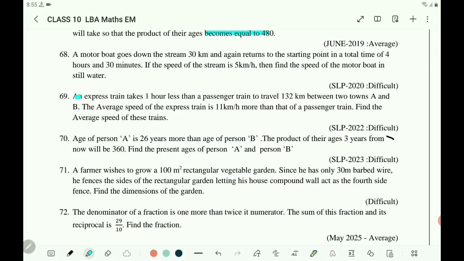Question number 69. An express train takes 1 hour less than a passenger train to travel 132 km between two towns A and B. The average speed of the express train is 11 km per hour more than that of a passenger train. Find the average speed of these trains.